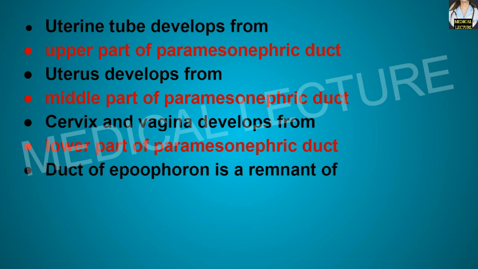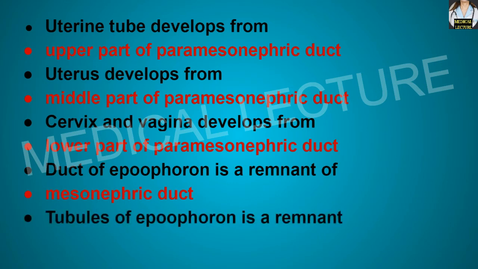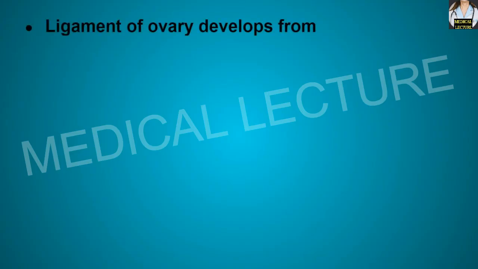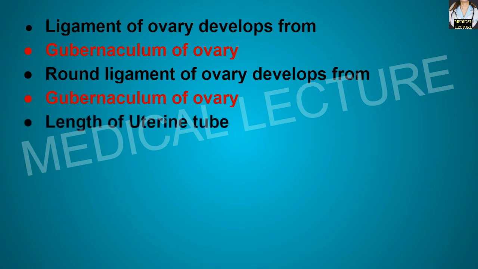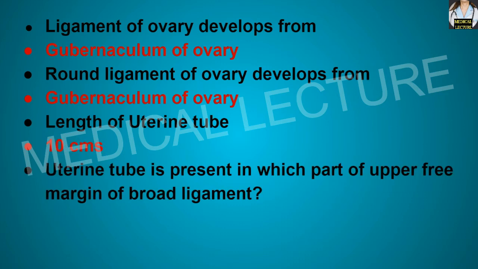Duct of the epoophoron is a remnant of mesonephric duct. Tubules of the epoophoron are a remnant of mesonephric tubules. Ligament of ovary develops from gubernaculum of the ovary. Round ligament of uterus develops from gubernaculum of ovary. Length of uterine tube is about 10 centimeters. Uterine tube is present in which part of the upper free margin of the broad ligament? In the medial 3/4 of the broad ligament.